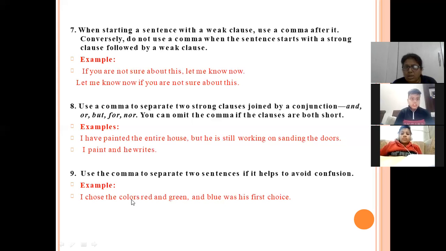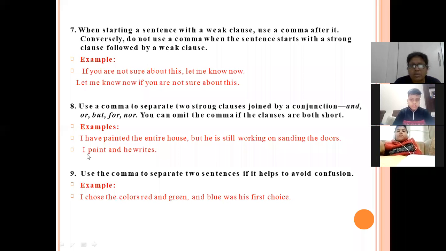I chose the colors red and green. मैंने कौन से कलर्स चूज किए? रेड एंड ग्रीन, और ब्लू उसकी फर्स्ट चॉइस थी, राइट? सो व्हेन यू आर यूजिंग इट इन दिस वे, you can just identify the two different sentences very clearly.